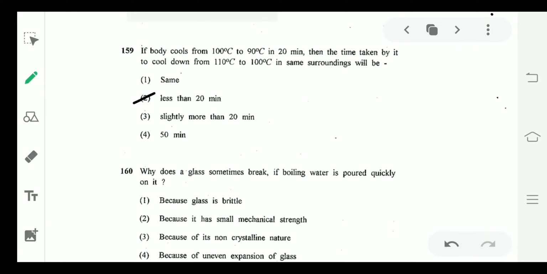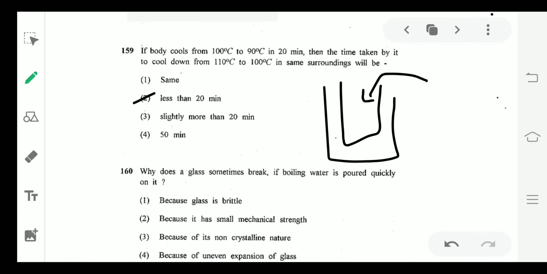Next, why does a glass sometimes break if boiling water is poured quickly on it? Let's suppose a glass, if we take hot water in it, if we pour hot water quickly on it, then its inner layer starts expanding and its outer layer will not expand that quickly, because glass is a bad conductor of thermal heat. The heat will take time to reach this external layer.